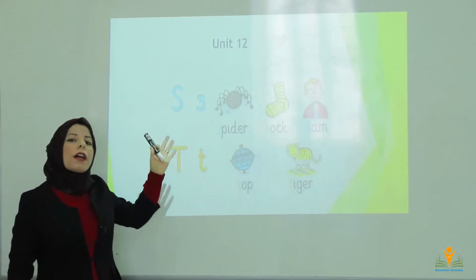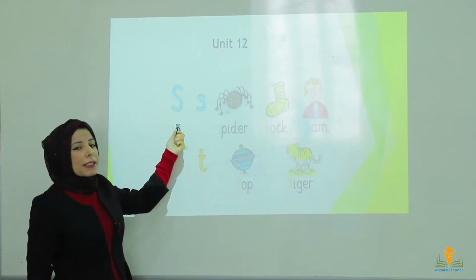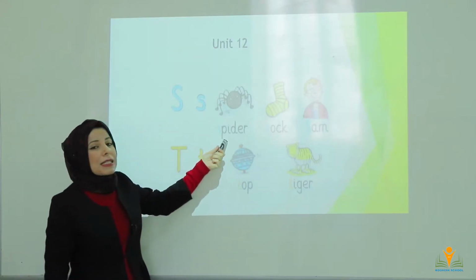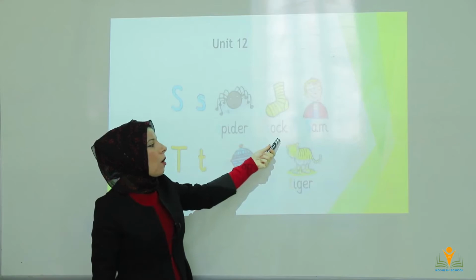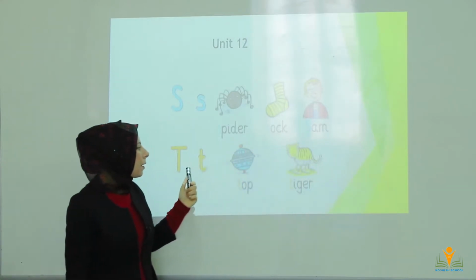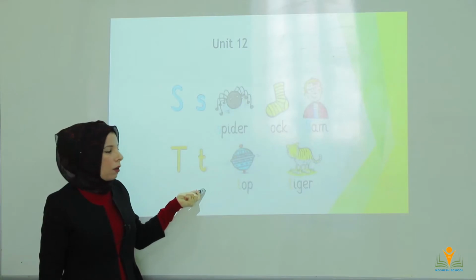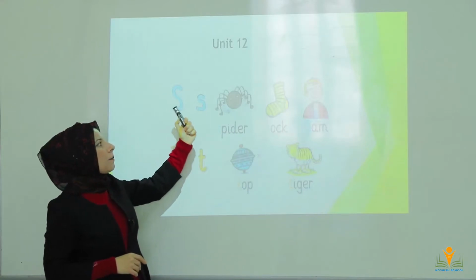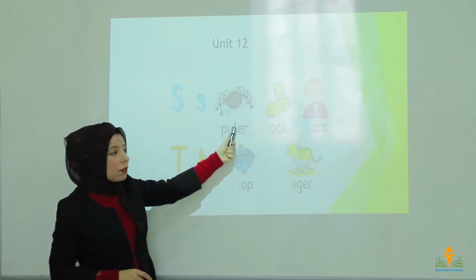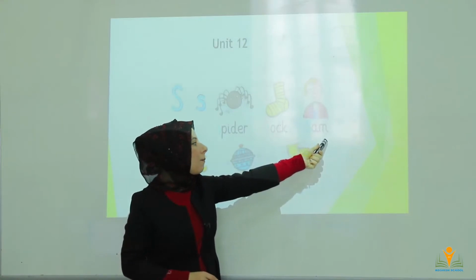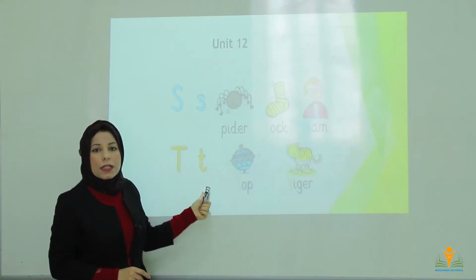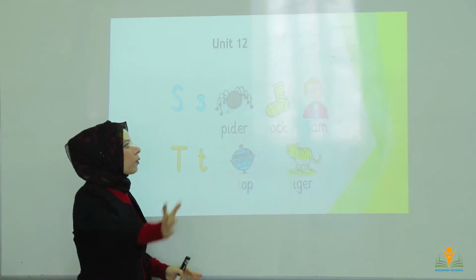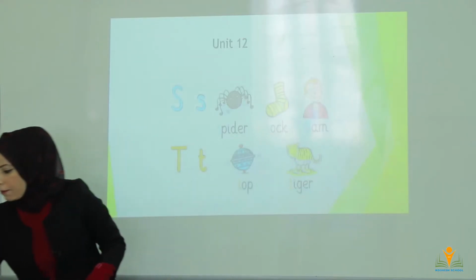Unit 12, we have another two letters. S capital, S small. I'm going to read the words with it. Spider, sock, Sam. T capital, T small. Top, tiger. One more time. S capital, S small. Spider, sock, Sam. T capital, T small. Top, tiger.